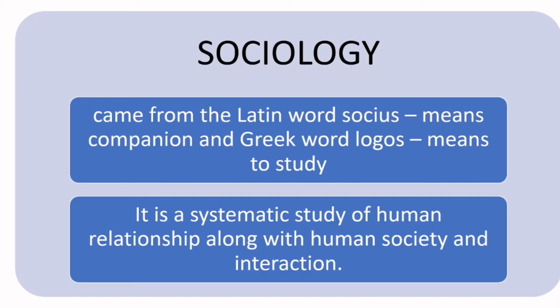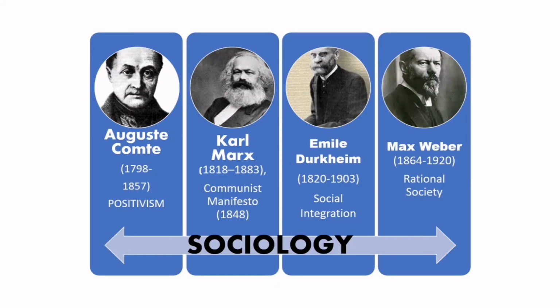Ano ba yung sociology? Sociology came from the Latin word socius, which means companion, and Greek word logos, which means to study. It is a systematic study of human relationships with human society and interaction. Who are the proponents or the father of sociology? So, in this screen, you can see the philosophers. This is Auguste Comte, Karl Marx, Emil Durkheim, and Max Weber. Auguste Comte is known for the theory of positivism, Karl Marx on Communist Manifesto, Emil Durkheim on social integration, and Max Weber on rational society.